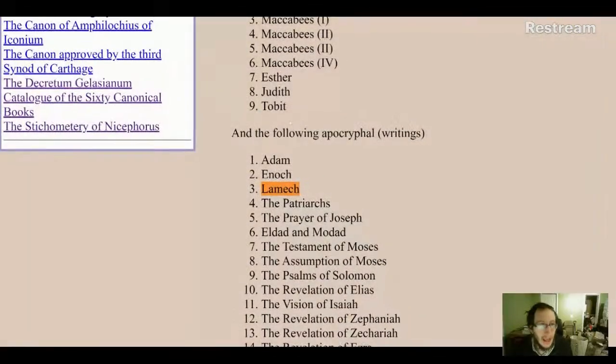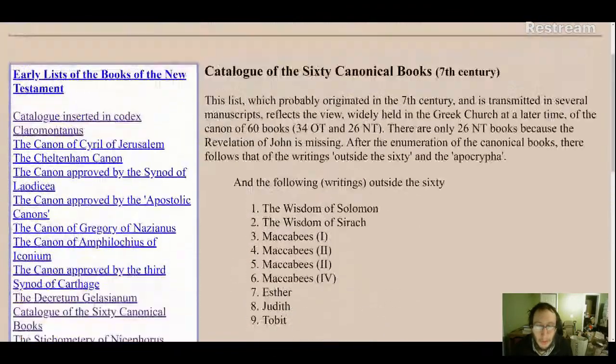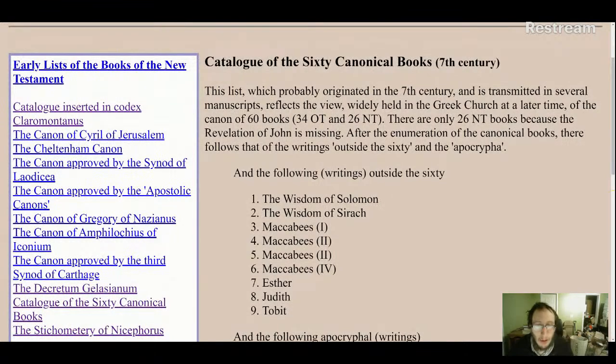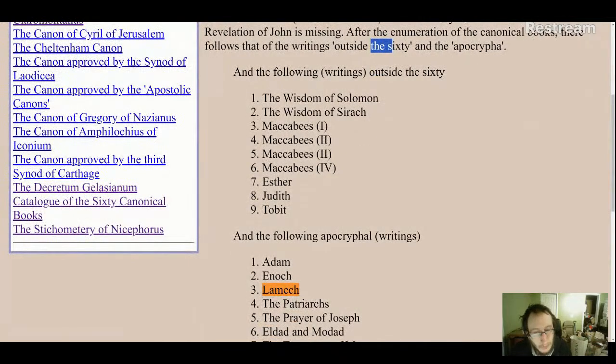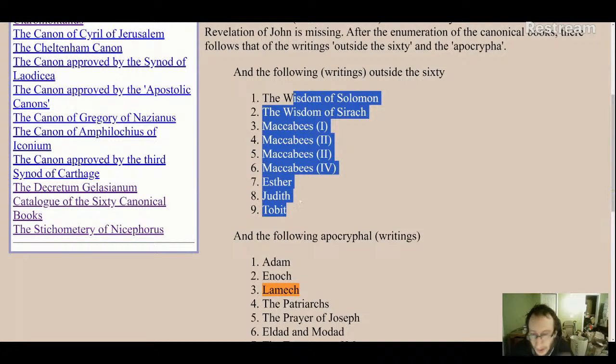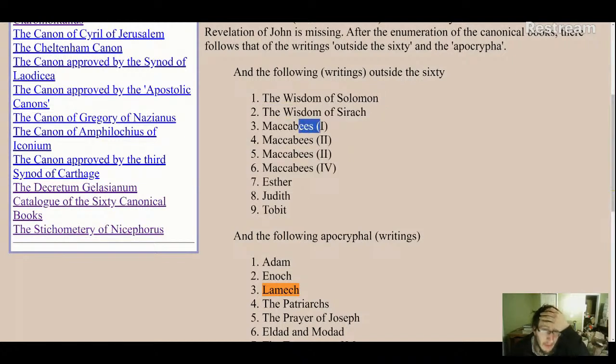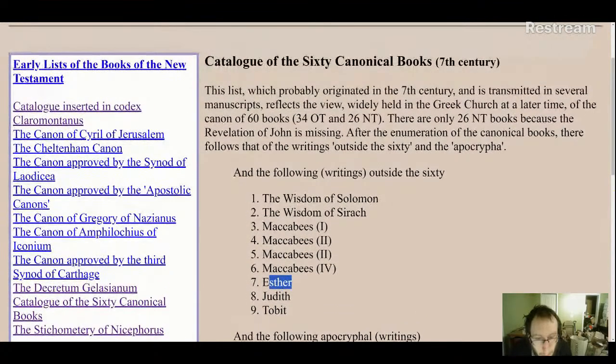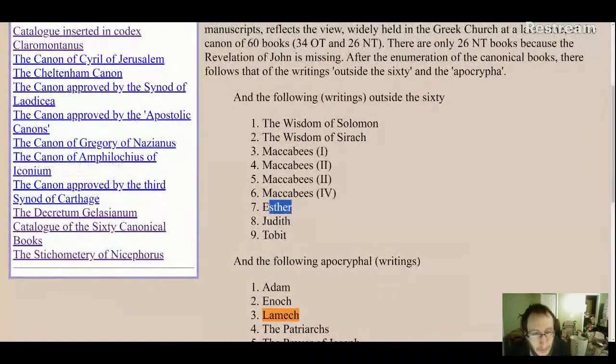So right here we have the catalog of the 60 canonical books. So it gives a list of the books they consider canonical, authentic, and then it gives the books that they call the Apocrypha outside the 60. So these are the following. Outside the 60 are the ones that they consider acceptable, would be Wisdom of Solomon, Wisdom of Sirach, Maccabees books, Esther, Judith, and Tobit. So for them, Esther was not part of the canon, but was acceptable. It was an acceptable rating outside the 60.